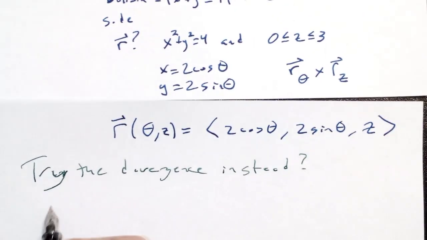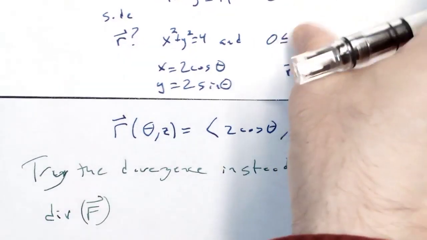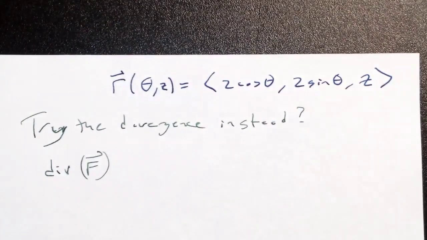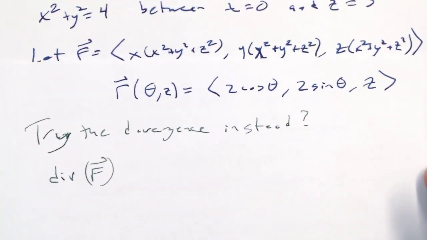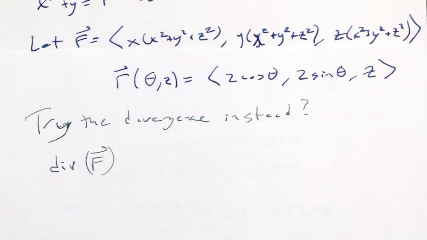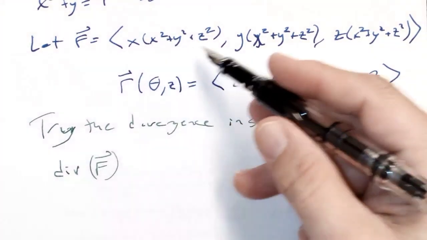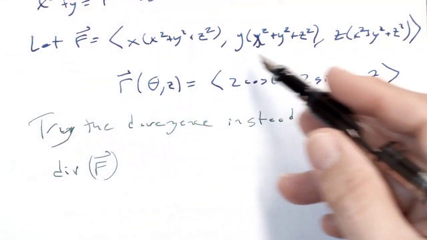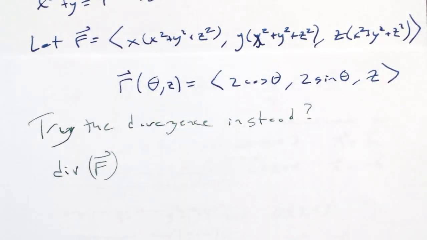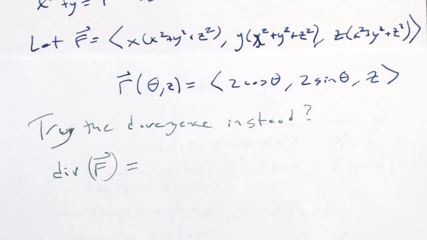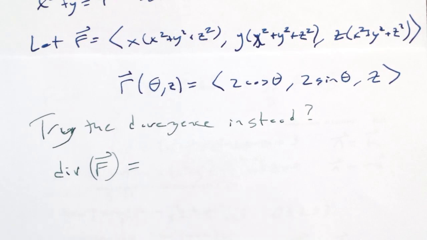But that means what I need is the divergence of my vector field. And remember, the vector field itself is this thing, F. What's the divergence of that vector field? This is going to take a few minutes.